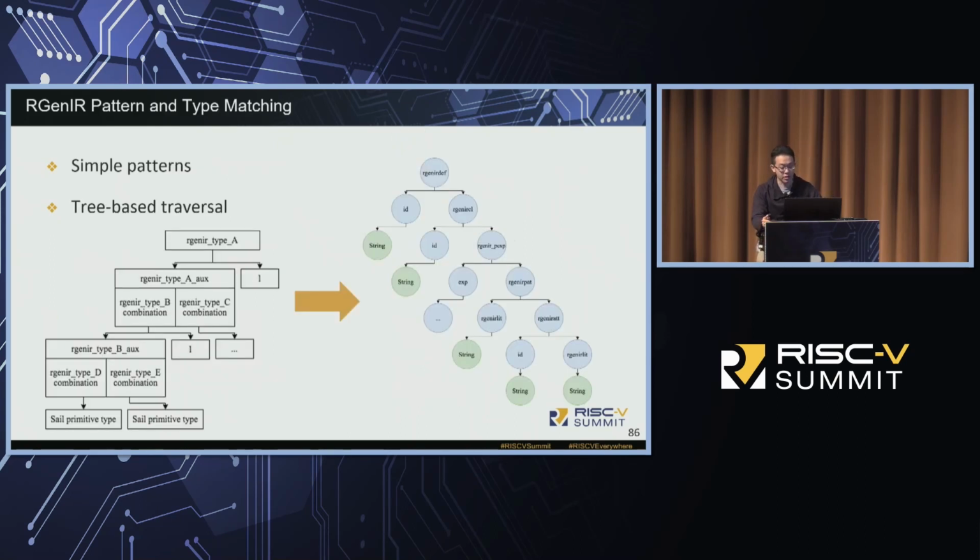In order to take the RGenIR definitions and use them to generate code, the Sail frontend needs to be extended to understand the RGenIR patterns and types. These types are defined in a tree-like manner, as shown in this figure. On the left side of the figure is the general structure of the RGenIR patterns. These types follow a similar structure to Sail-defined base types.